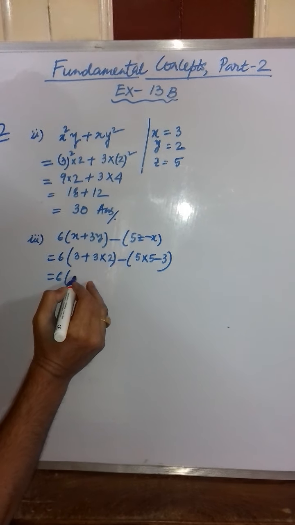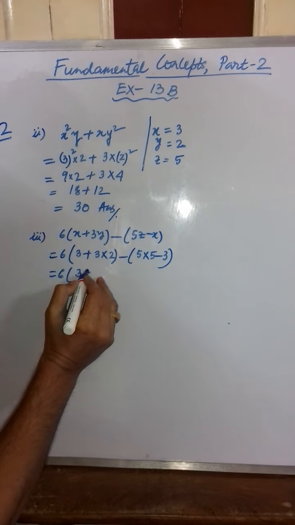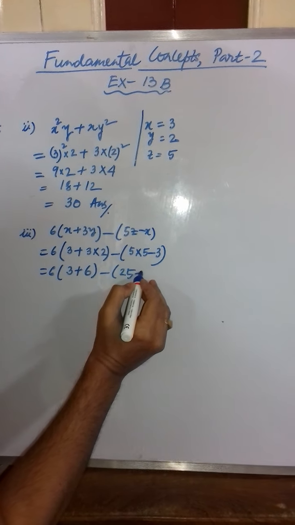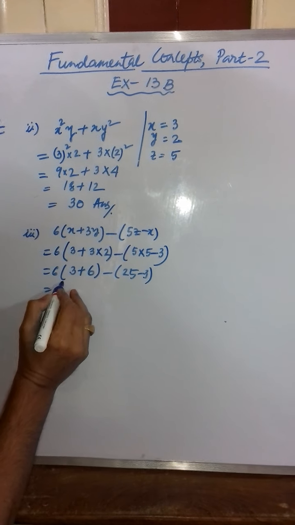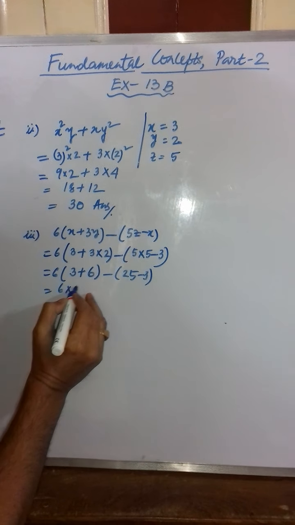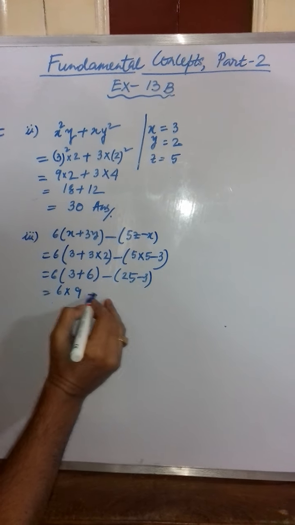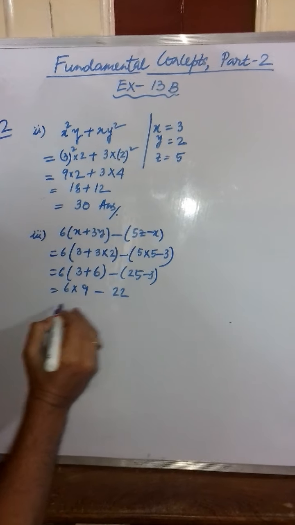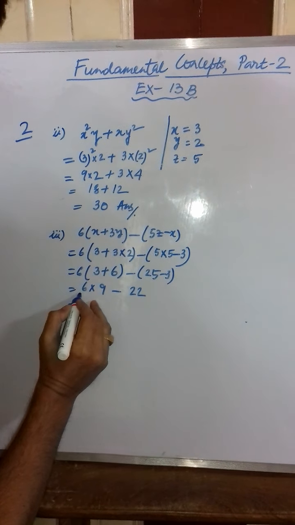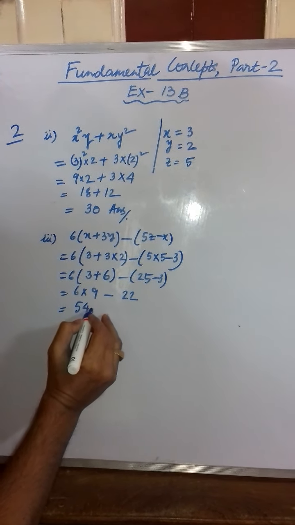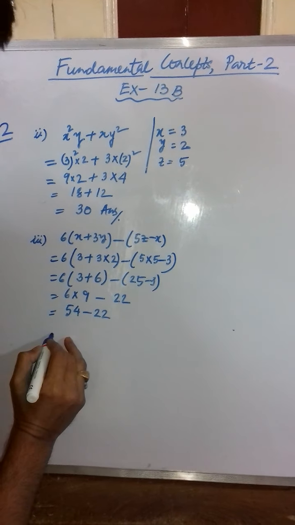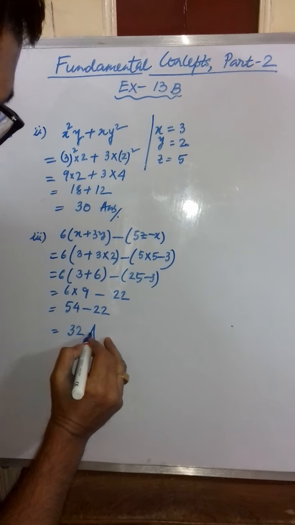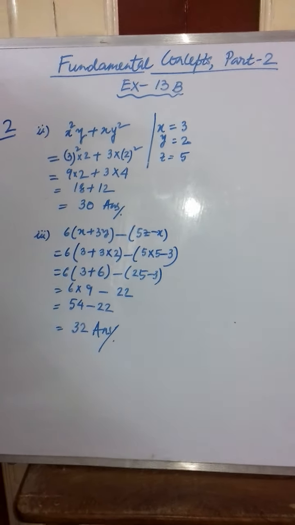So 6 into 6 plus 3 into 2, 6 minus 5 5s are 25 minus 3. So 6 into 6 plus 3, 9, minus 25 minus 3, that is 22. Now 6 into 9, 54, minus 22. So 32 is the result. Here it is.